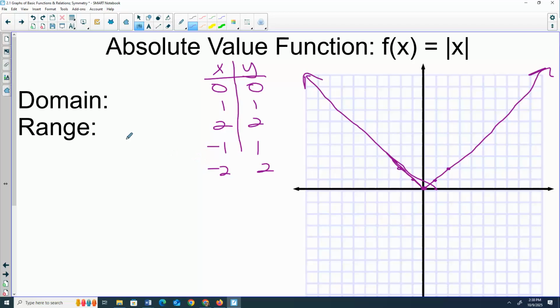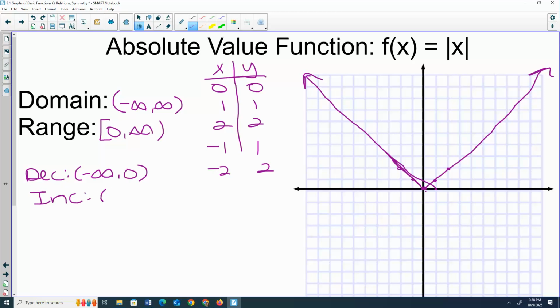Nice fact that my slate has a delay in it today, and that really messes up my graphs. So my domain, what would that be? Range, what y's do we hit? 0 to infinity. Increasing, decreasing, constant. What does it do after 0 though? Alright. Any questions there?